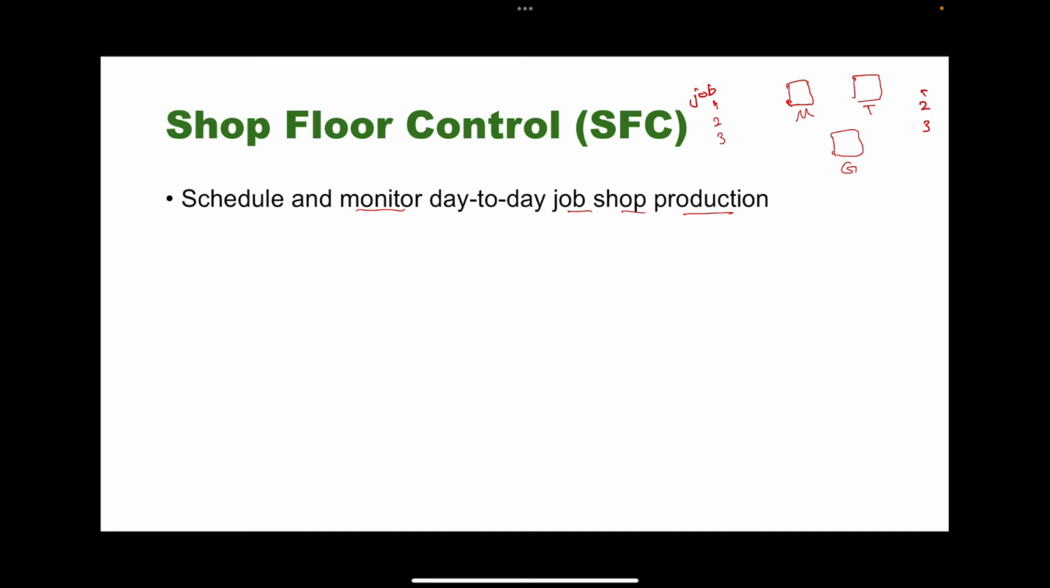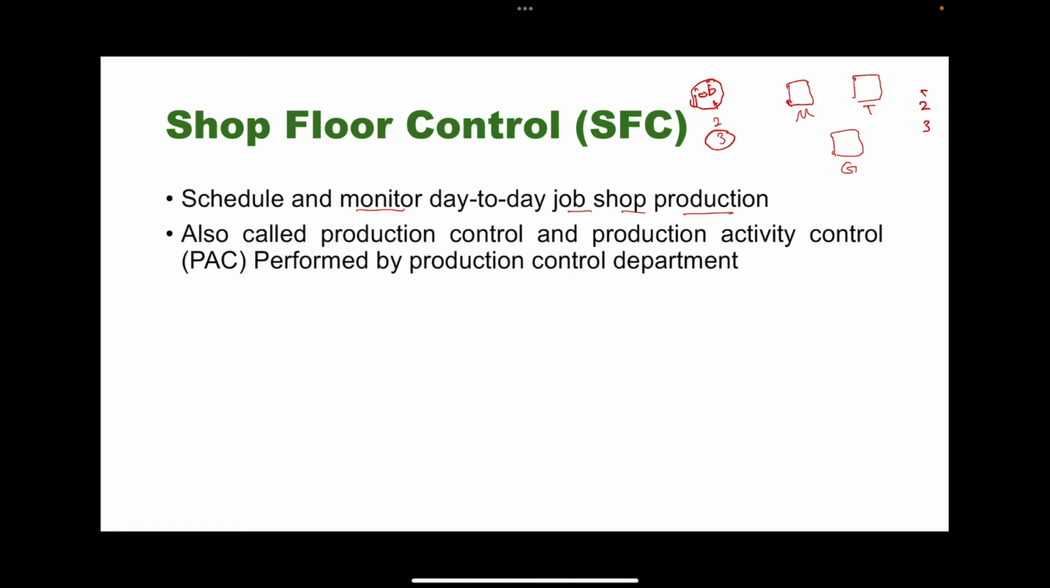And how to assign these jobs? What should be the priority? Should job 1 be given the priority, or job 3, etc., will be decided by the shop floor control. There are several rules to fix the priority. It is also called production control and production activity control. It is mainly performed by the production control department.